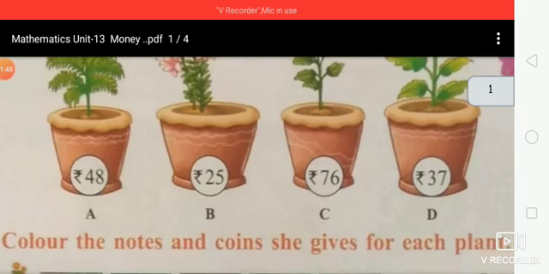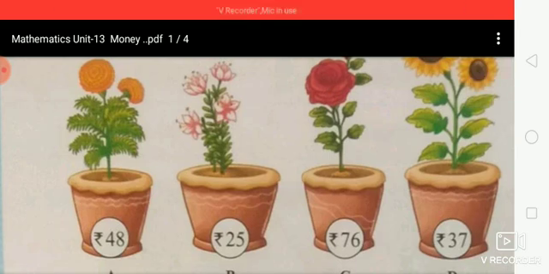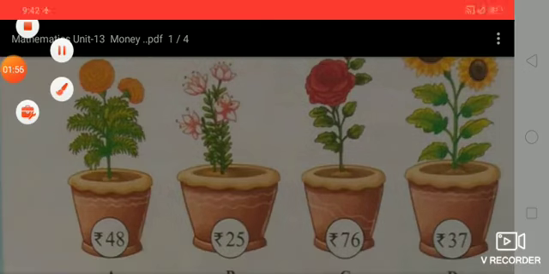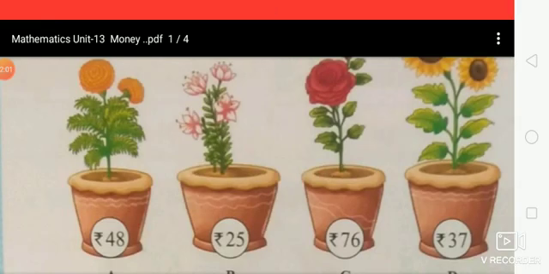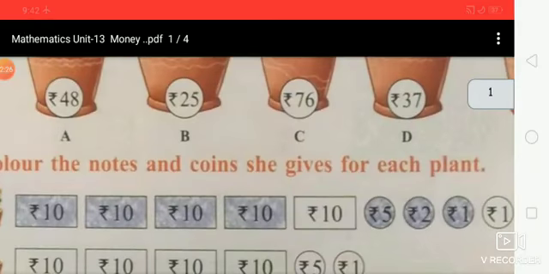Color the notes and coins. Marigold flower price is 48 rupees, jasmine 25 rupees, rose 76 rupees and sunflower cost is 37 rupees. Okay students, now come to the start. Color the notes and coins to give for each plant.